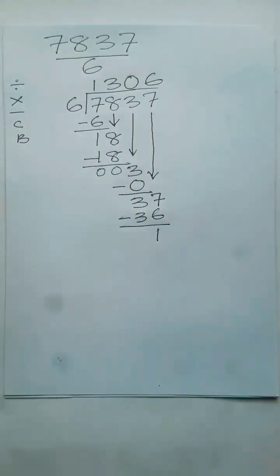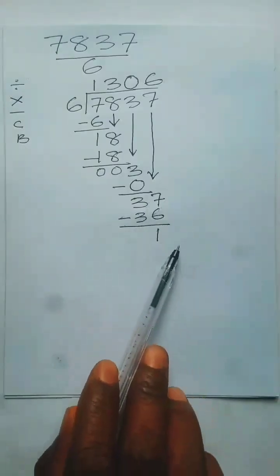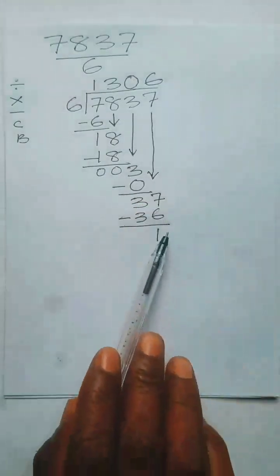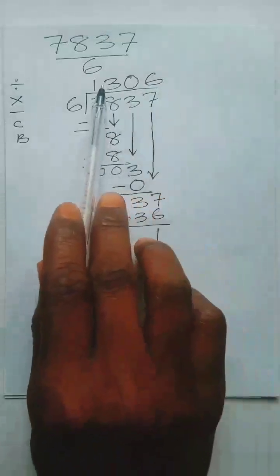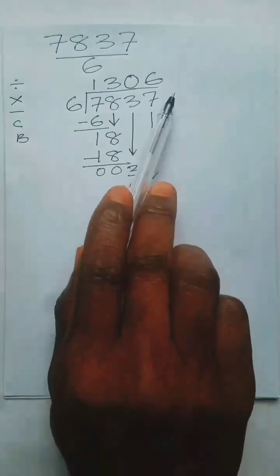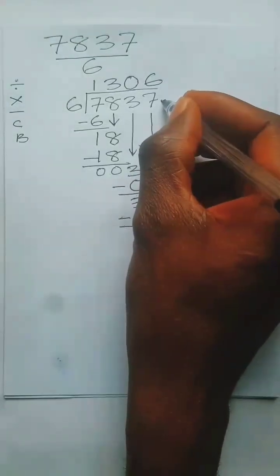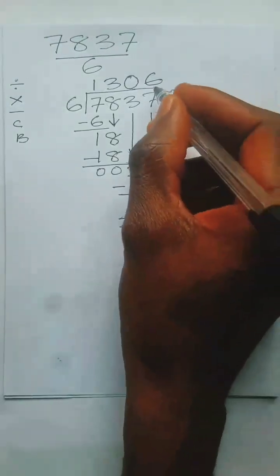See, now I have a problem. I'm not done. I'm supposed to have 0 here to be done. When there's nothing to bring down, and you have 0 here, then you are done. This would have been my answer, but I still have a number that is not 0 there, so I am not done. So how do I handle that? Is there something to bring down here? Yes, in a way. If I put a decimal point here, I will have 0 here to bring down.